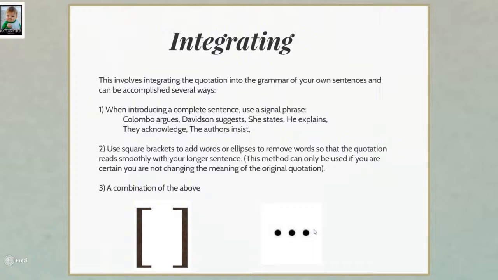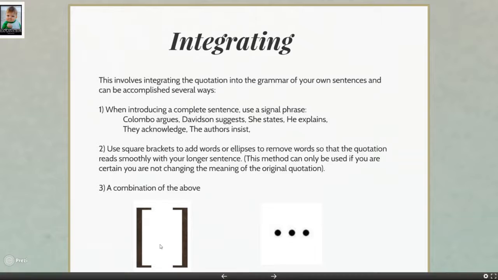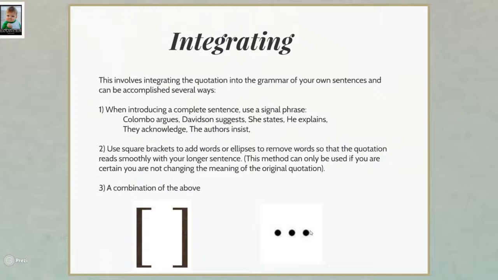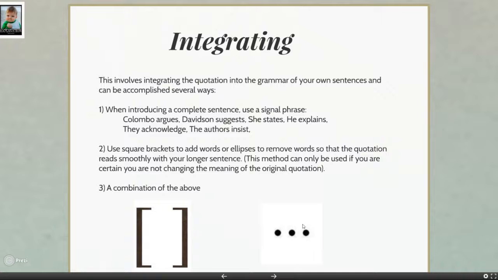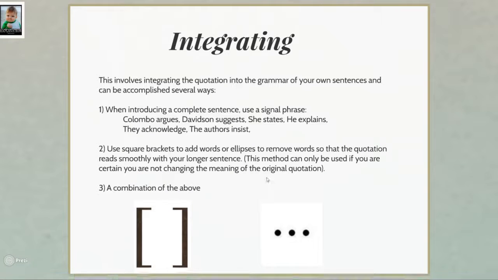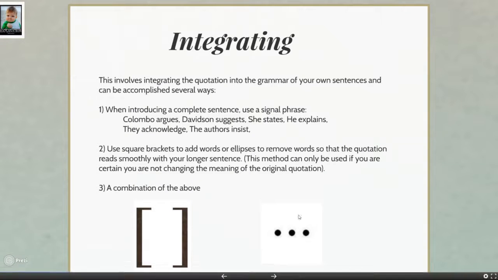But if you just want to make the quote flow more smoothly with the surrounding sentences, you can add a word using the square brackets, or take a word away, or even a whole sentence or phrase away from the middle of a longer passage if it helps you, using these ellipses. And I'm going to show you some examples in a minute. Sometimes, as you get more comfortable with this, you may use a combination of these strategies. Use the signal phrase and maybe take a phrase out of the middle of a longer passage that you want to quote using your ellipses here. So that's the integration step.